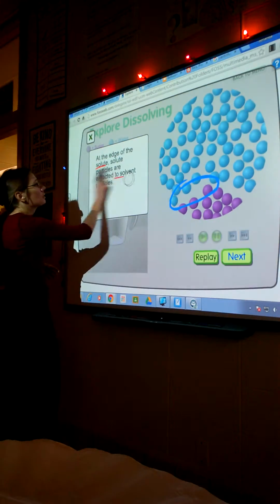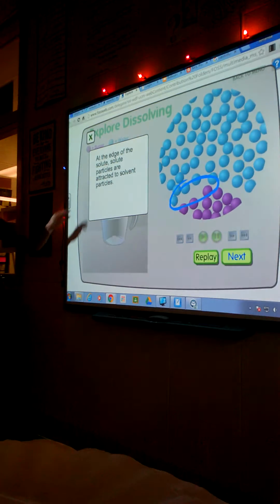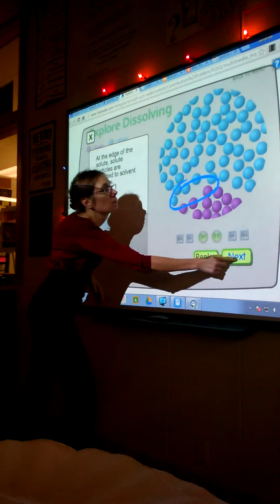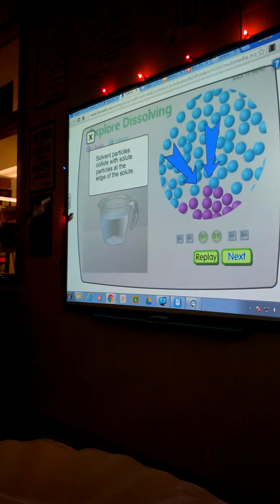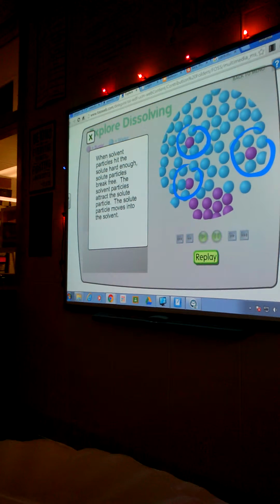Next slide. Oh, it's showing us just that. Here's the edge of the solute, and the solute particles are now attracted to the solvent particles because they're near them. And slowly, the solvent particles collide with the solute particles, and then they move into the solvent. Looks like a face. It kind of does.